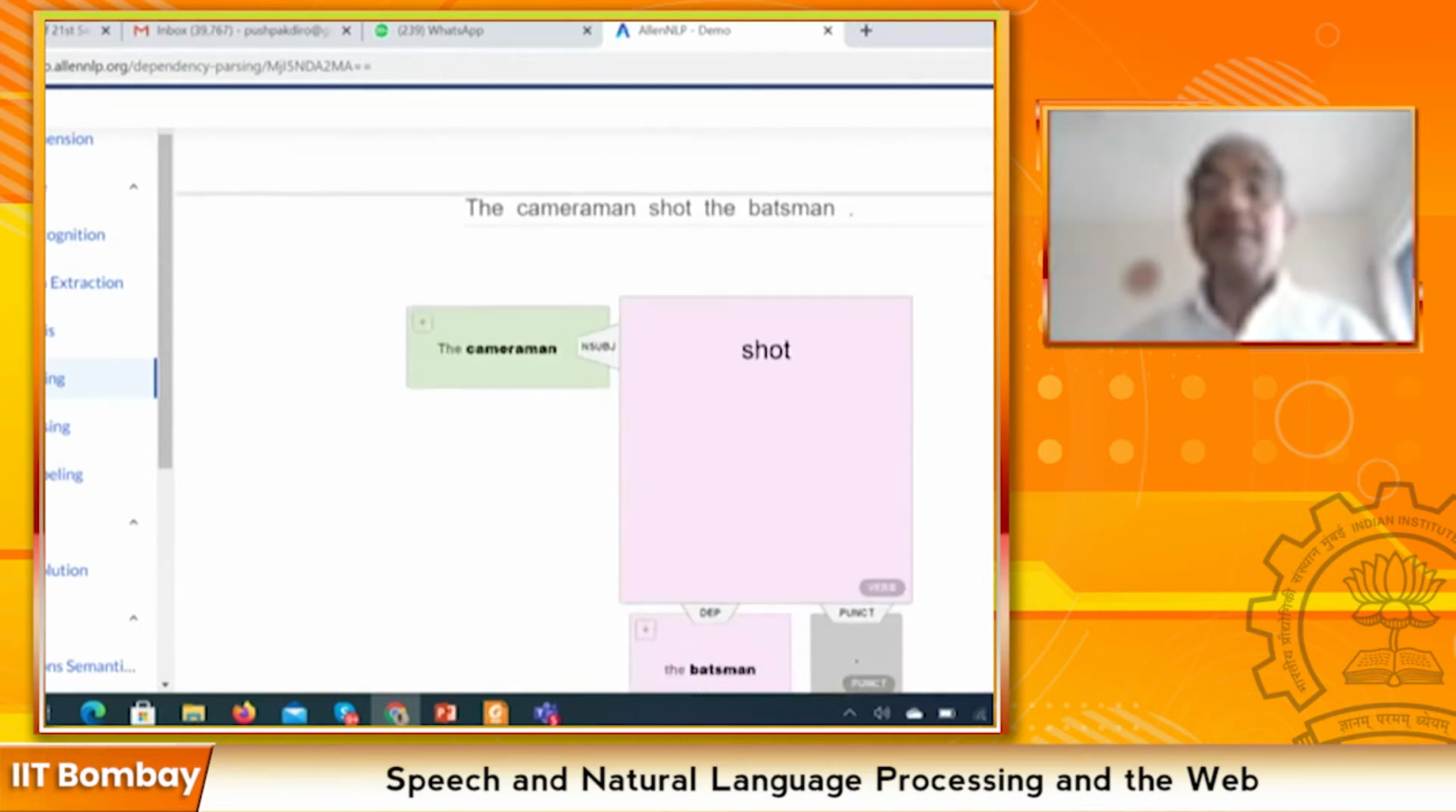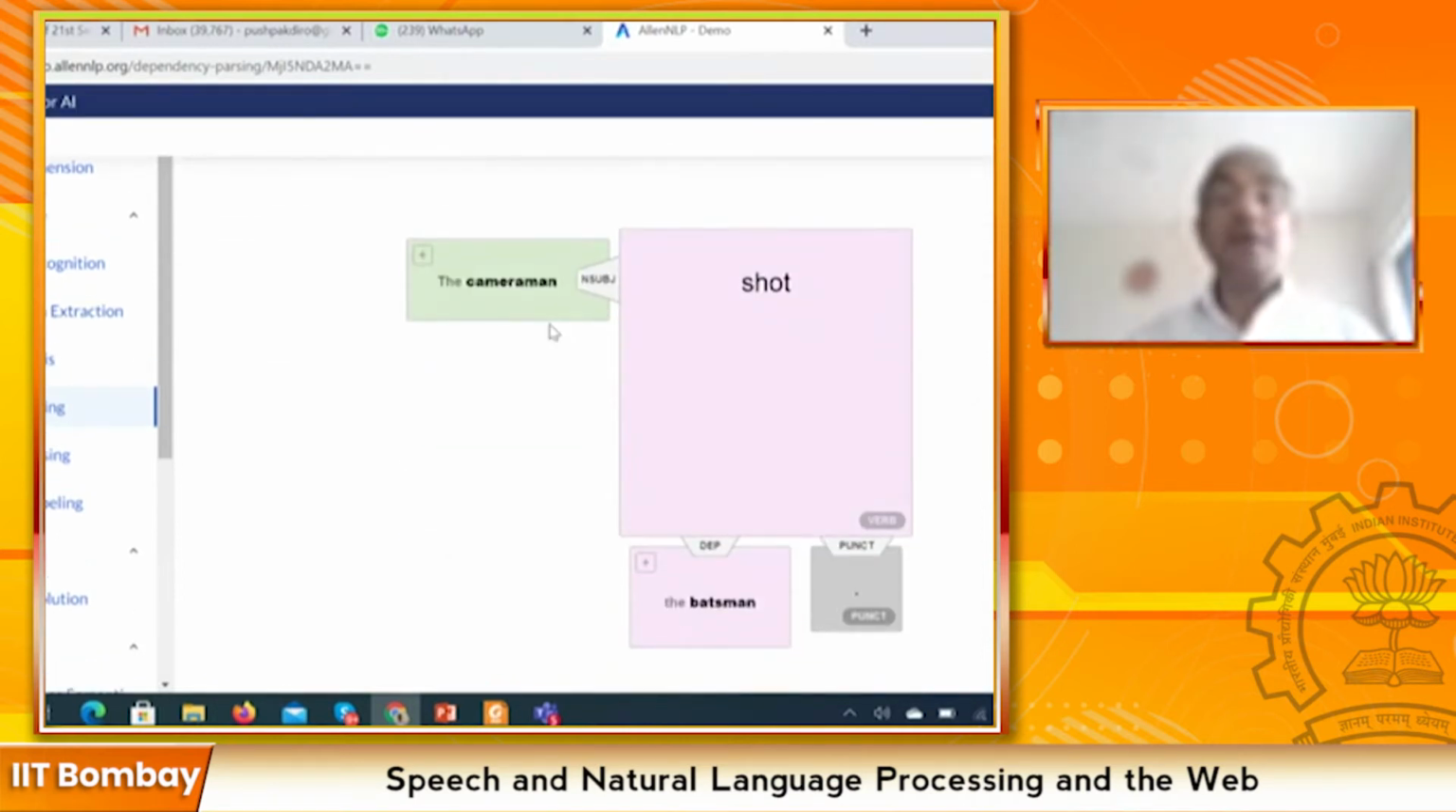It is processed. So first thing we have is the cameraman. Look at this large rectangle with the word shot. So the main verb in the sentence is shot, in the cameraman shot the batsman. How do I know shot is the main verb? Part of speech tagging has been accurately done. So I know shot is a verb and the only verb in the sentence. So this has to be the main verb. So shot is the main verb.